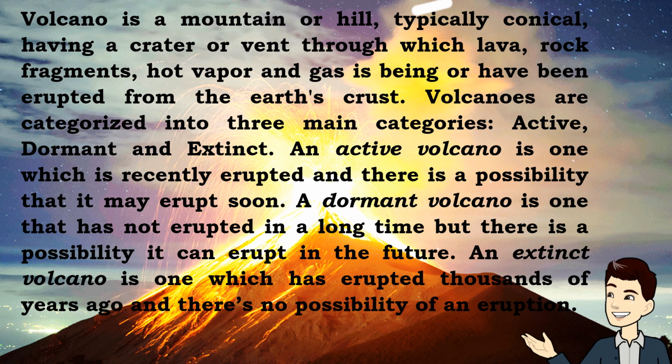Volcanoes are categorized into 3 main categories: active, dormant, and extinct. An active volcano is one which has recently erupted and there is a possibility that it may erupt soon. A dormant volcano is one that has not erupted in a long time, but there is a possibility it can erupt in the future. An extinct volcano is one which erupted thousands of years ago and there's no possibility of an eruption.